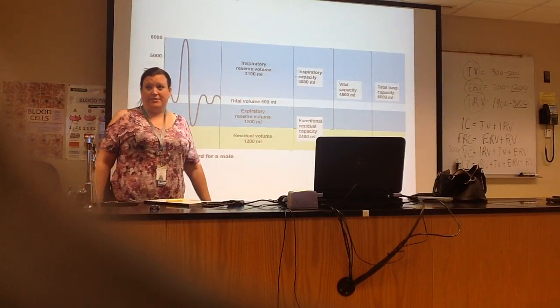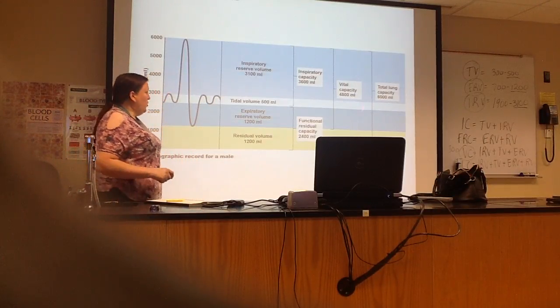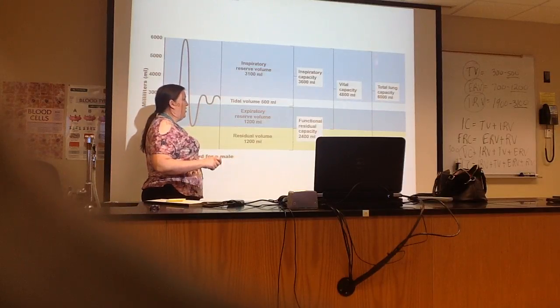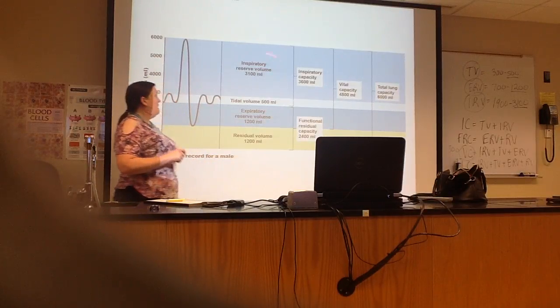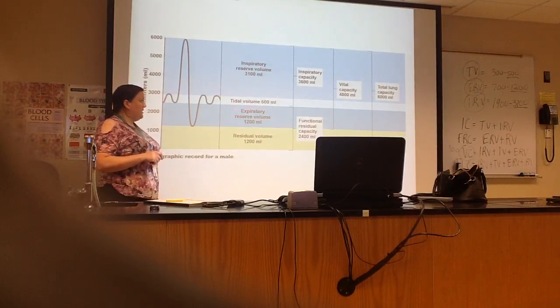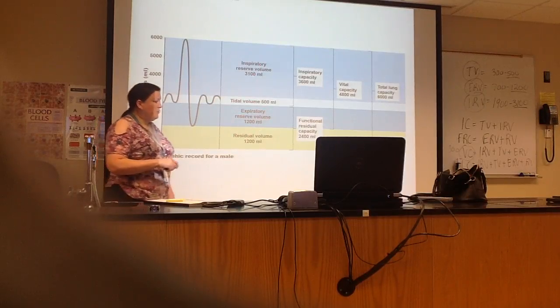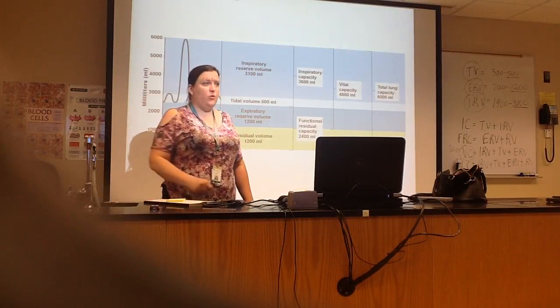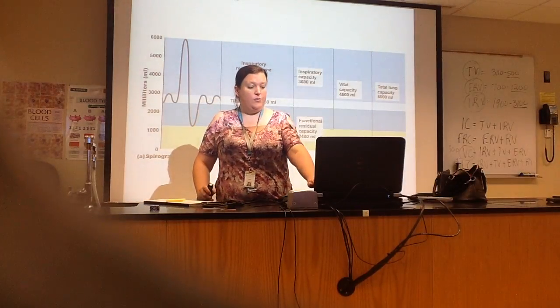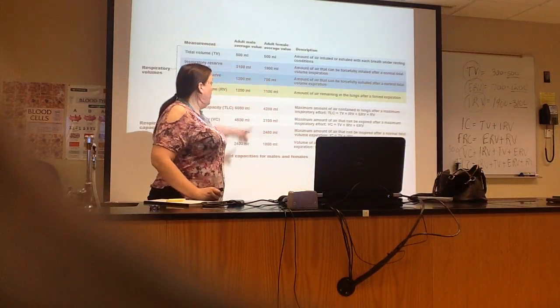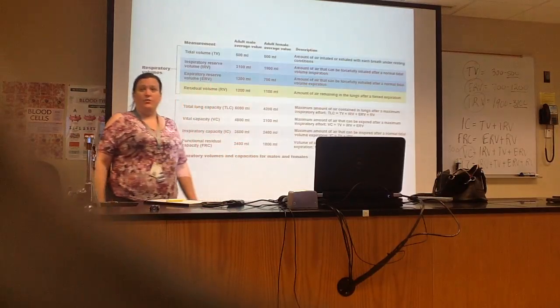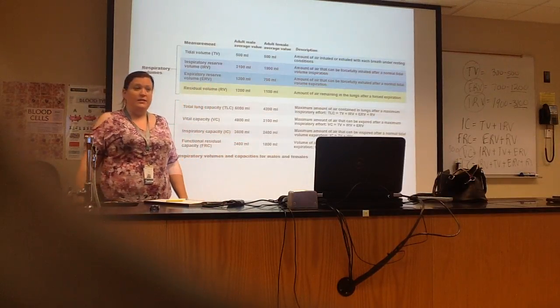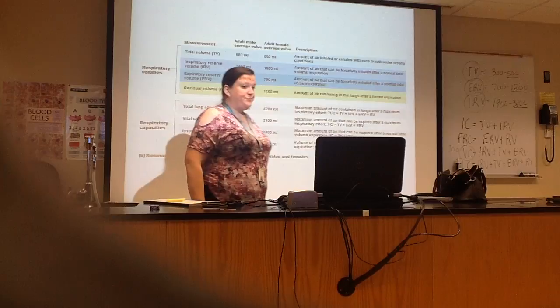It's stuck in there. And then total lung capacity is all the way across the chart. So we'd add IRV plus TV plus ERV plus RV. So that's the total air your lungs can hold. So make sure you know the definitions and also which volumes to add for each capacity.